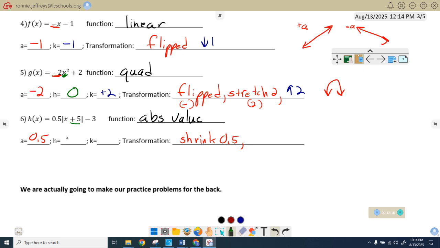Then the opposite of +5. So left 5. Then down. Oh, shucks. I got excited. -3. Down 3. All right. Good stuff. Good things. Real tight.